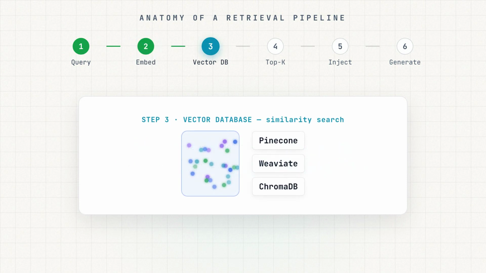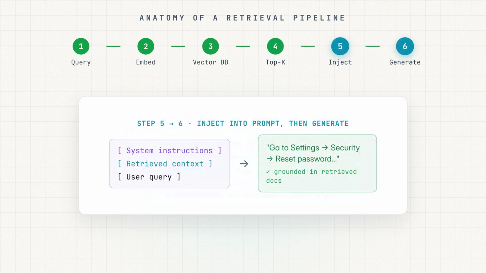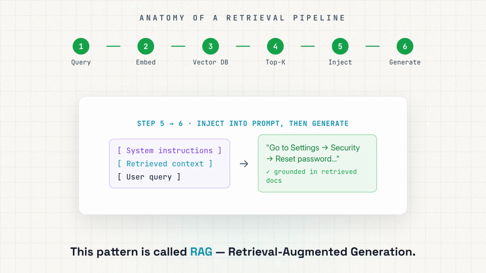That vector drops into a vector database where all your knowledge already lives. It runs a similarity search to find the closest matches. Out come the top results ranked by how close they are. See those scores? Higher just means a better match. Those chunks get tucked right into the prompt next to your question, and now the model answers using real retrieved info. This whole dance has a name, RAG, Retrieval-Augmented Generation. It's the backbone of basically every serious agent out there today.